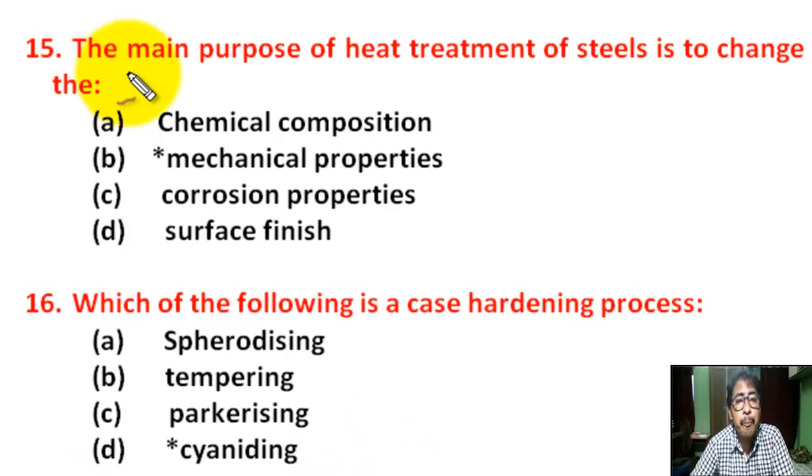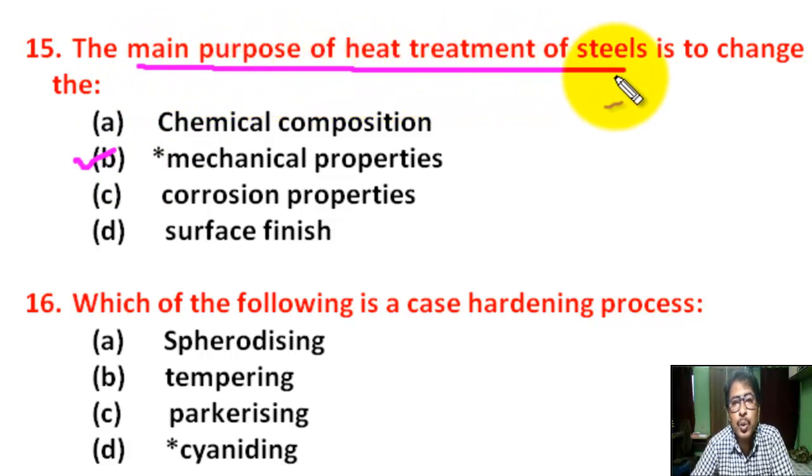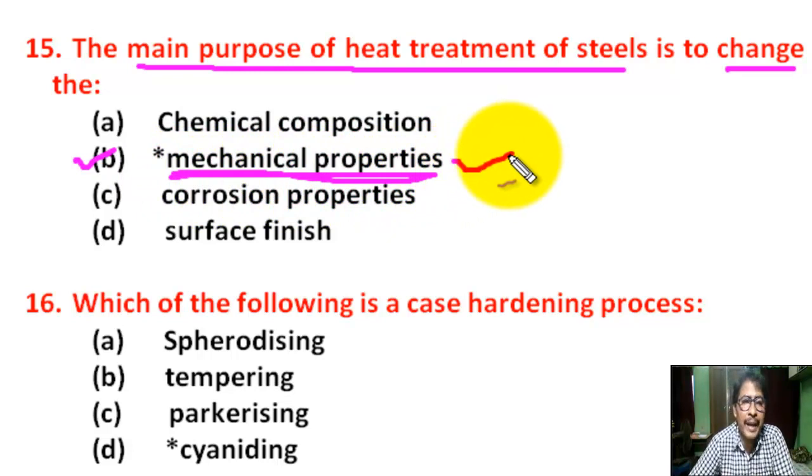Okay. Question number 15. The main purpose of heat treatment of steel is to change the, there are four options. Correct answer is B. Main purpose of heat treatment of steel is to change mechanical properties.